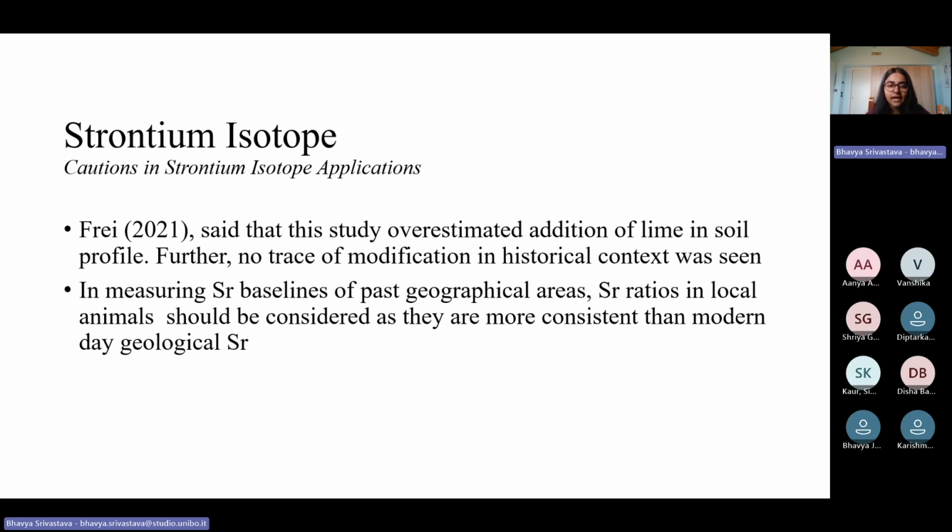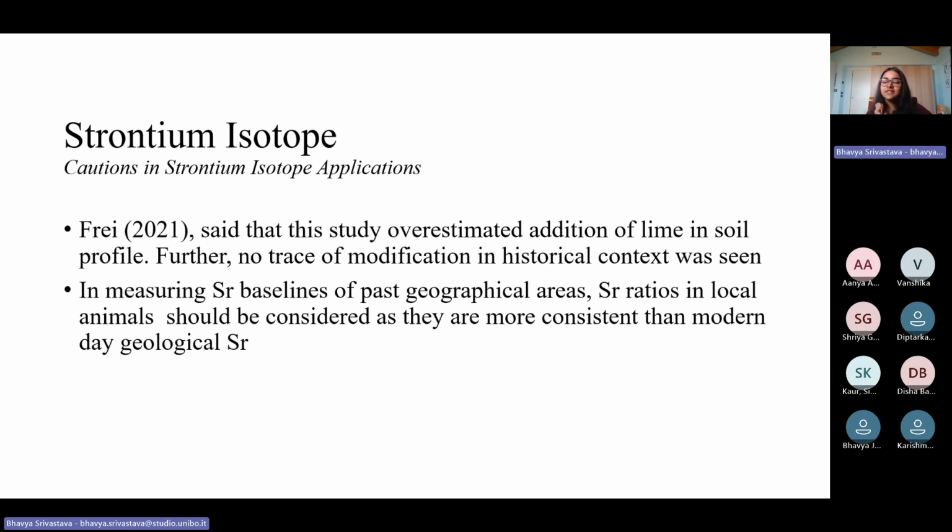Another thing is that when talking about human elements, or archaeological objects, you have the object or the sample in hand. But when you are constructing the isoscape of a region, how do you construct the isoscape of a region? Through the rocks that are present there.